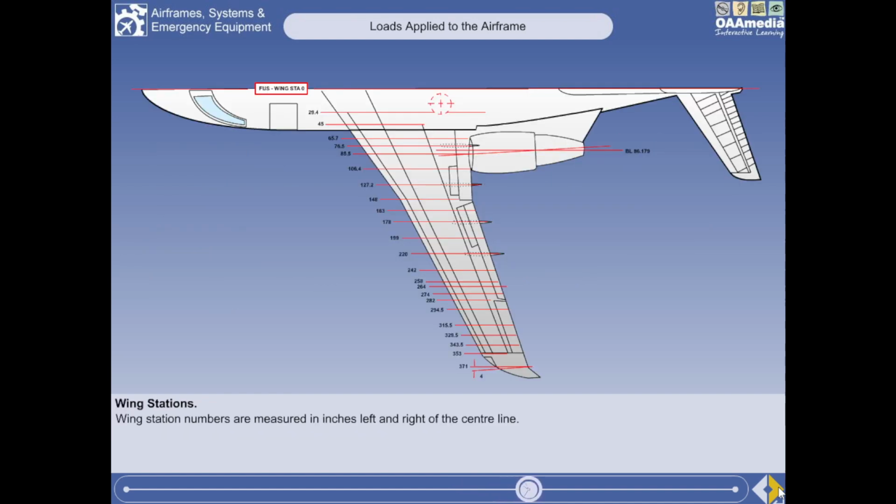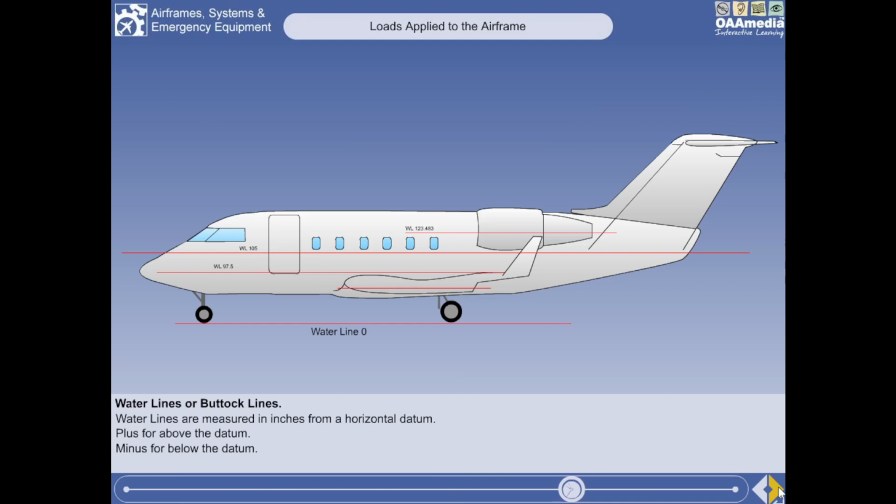Wing station numbers are measured in inches left or right of the aircraft centerline. Vertical position is identified from the horizontal datum. These positions are known as water lines or buttock lines and are measured in inches from the datum. Plus is used for locations above and minus for locations below the datum. In this example, the datum is at the bottom of the extended landing gear.